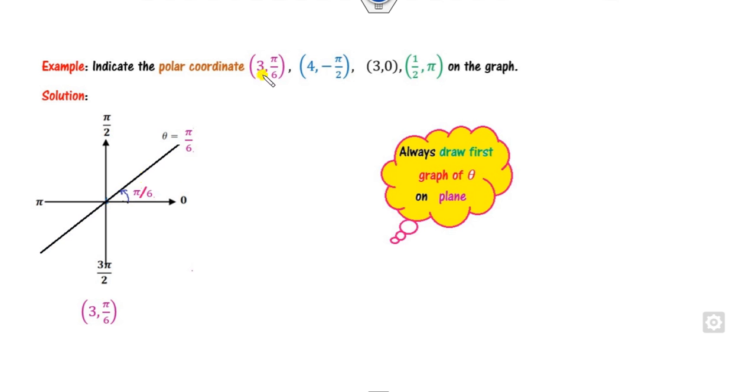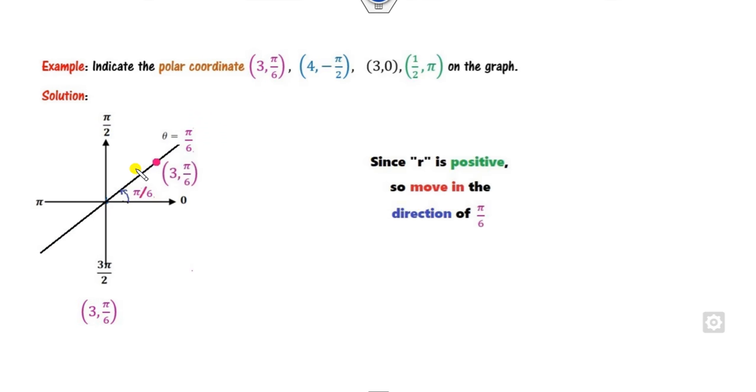Now you can see r is positive. Since r is positive, you have to measure from the origin along this line. So what is r? If I say this is 3, then the point will be (3, pi by 6). If I say this is P and this is O, then OP is 3 and the angle is here.